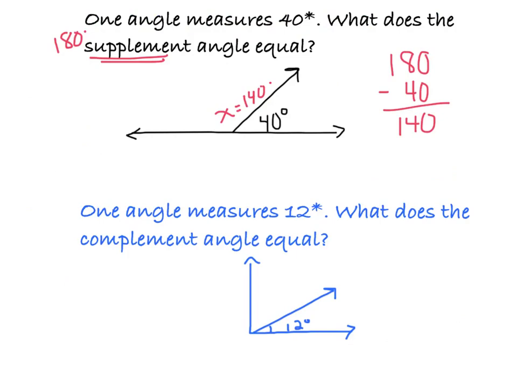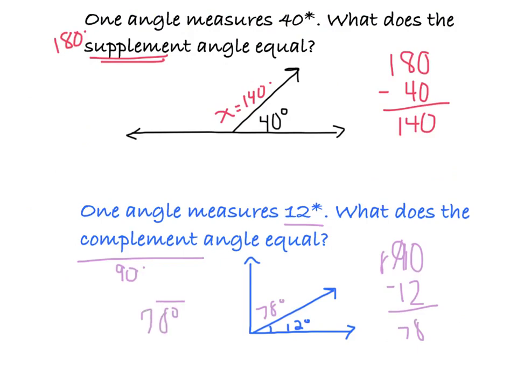My next example below here says one angle measures 12 degrees. What does the complement angle equal? Well, I know complementary angles have to have a sum of 90 degrees. So if I take 90 minus 12, I'm going to get 78 degrees. So this missing angle has to be 78 degrees.